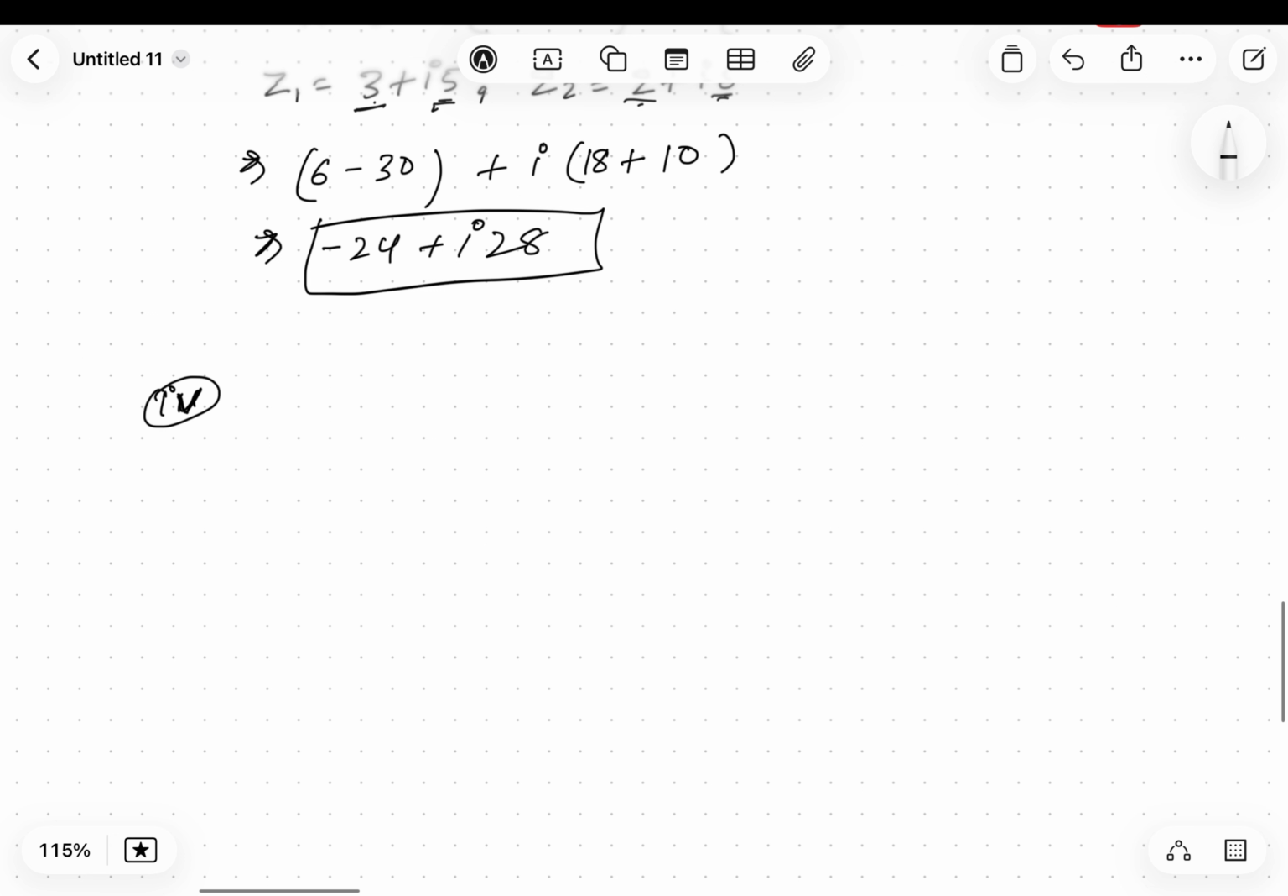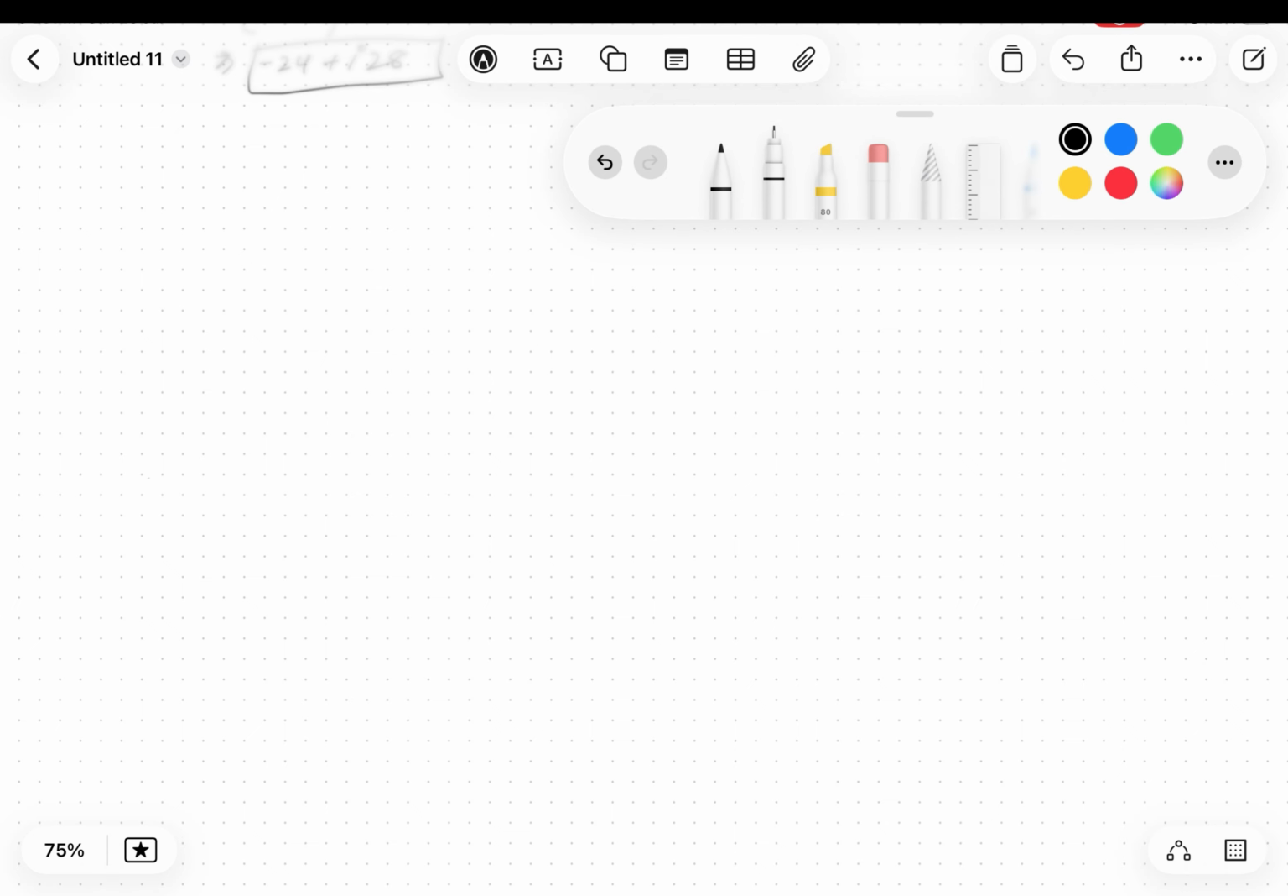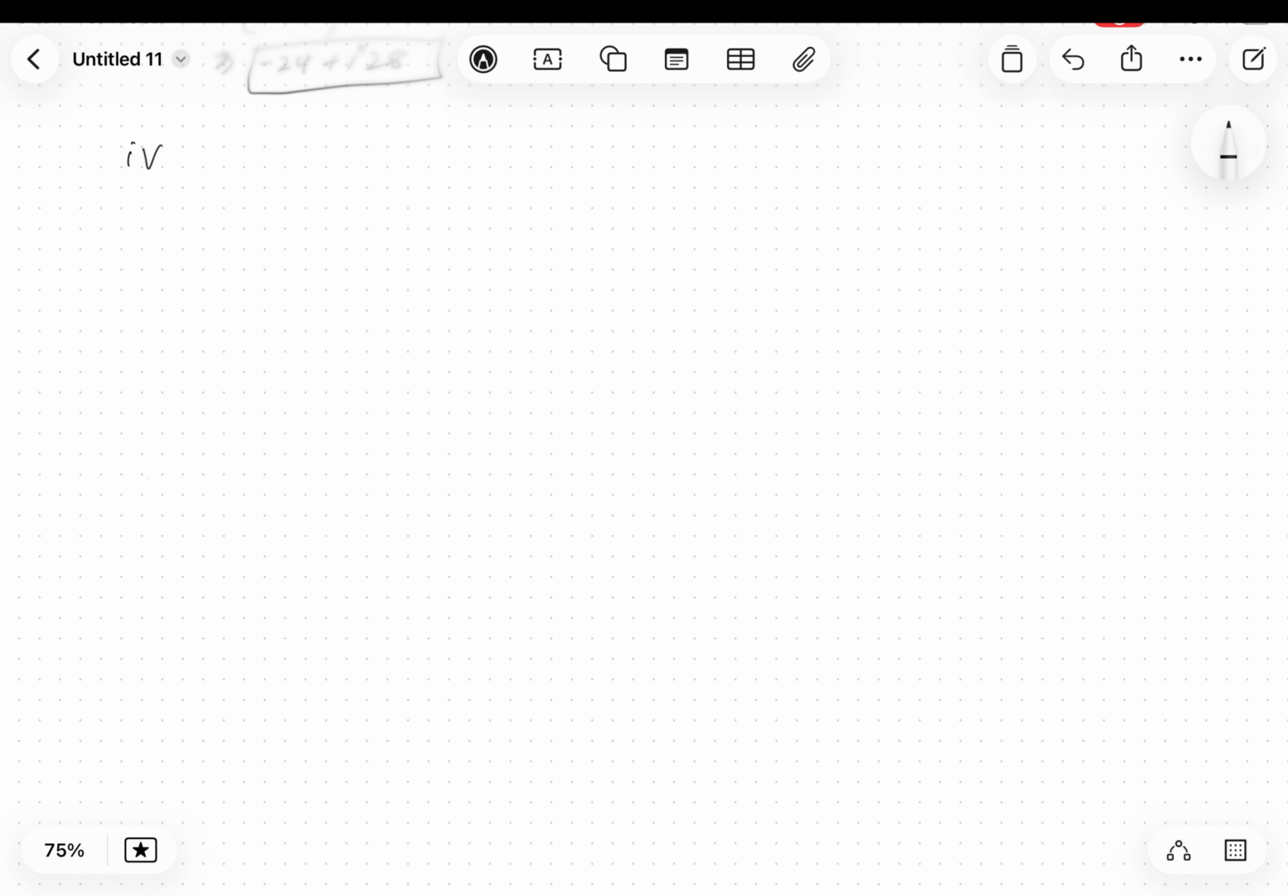Okay, now let's move on to the next question, and that is the fourth one. So now we have completed addition, difference, multiplication. Now we will see division. Okay, so in division, suppose we have division of complex numbers. So now let's see the division. The fourth one, division of complex number.